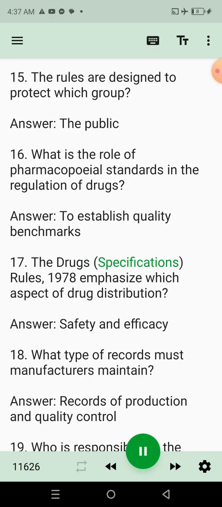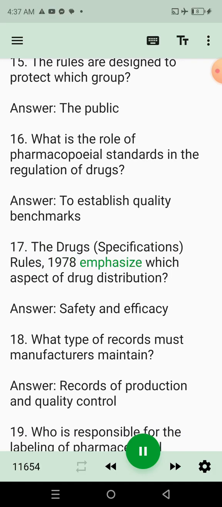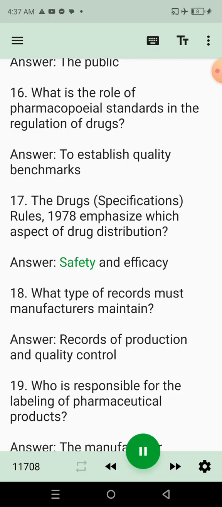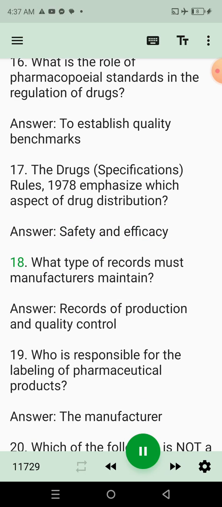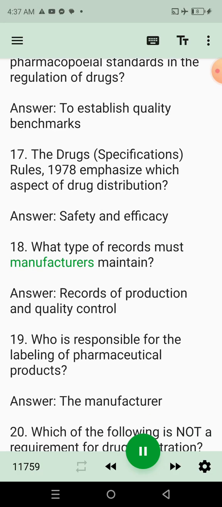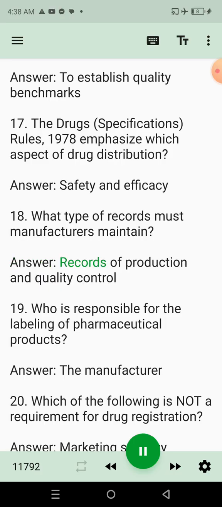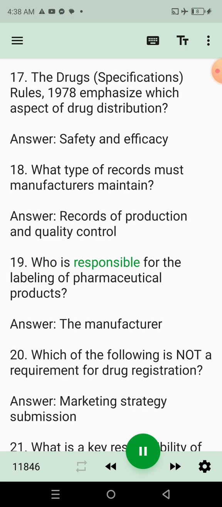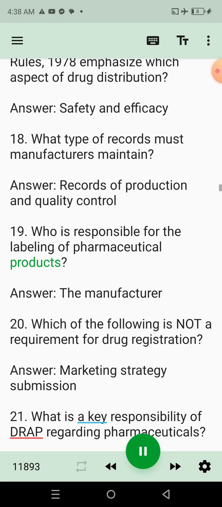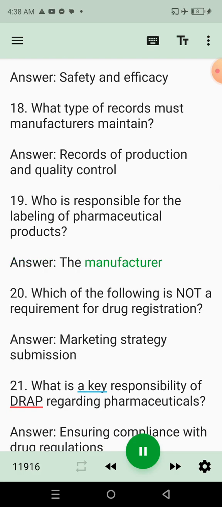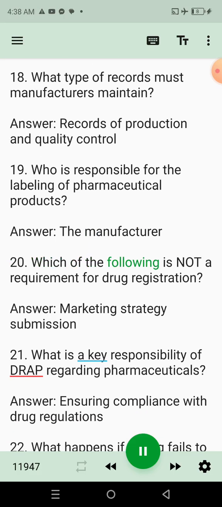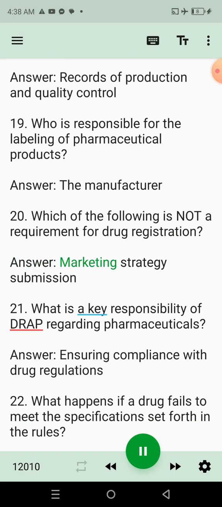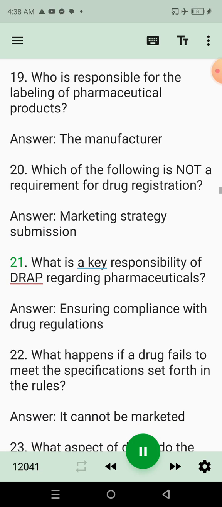17. The Drugs Specifications Rules, 1978 emphasize which aspect of drug distribution? Answer: safety and efficacy. 18. What type of records must manufacturers maintain? Answer: records of production and quality control. 19. Who is responsible for the labeling of pharmaceutical products? Answer: the manufacturer. 20. Which of the following is not a requirement for drug registration? Answer: marketing strategy submission.